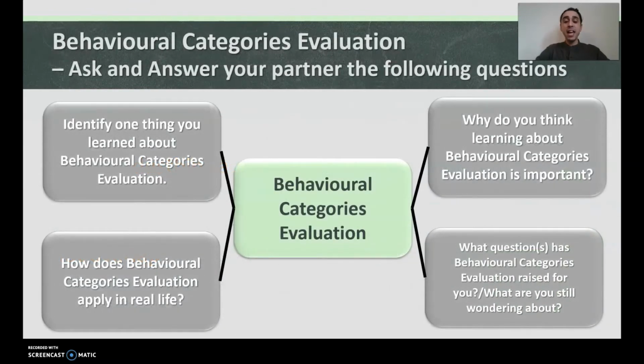Again, so that's behavioral categories evaluation, a few strengths and a few weaknesses. Identify one thing you learned about behavioral categories. Why do you think it's important and how does it apply in real life? Again, what questions has behavioral categories evaluation raised for you? What are you still wondering about?